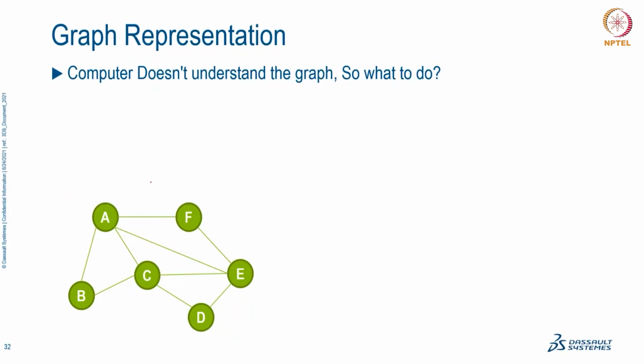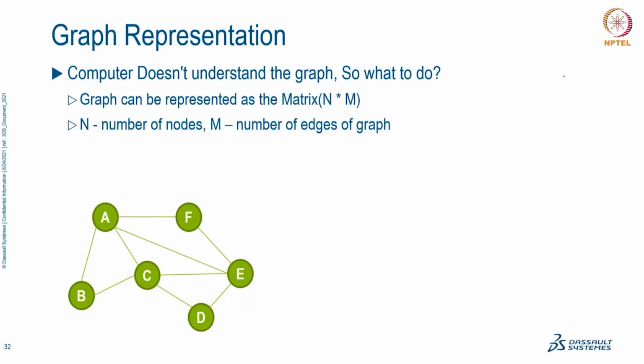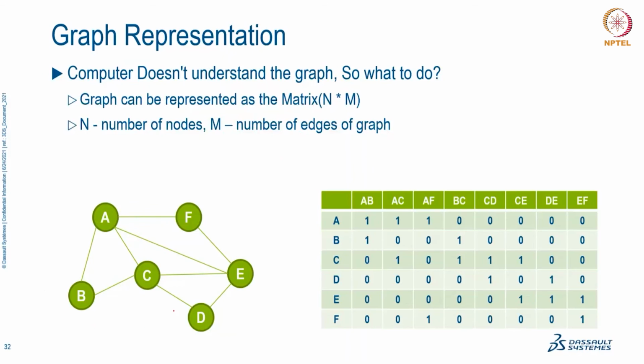Correct, Akshay. This can be represented as a matrix. Do you know what type of matrix, Akshay? Okay, no issue. Akshay is correct. The graph can be represented as a matrix. It can be n cross m, where n is the number of nodes and m is the number of edges, right? The computer doesn't understand graphs, so we provide it in the form that it understands, and that is the matrix form of this same graph.